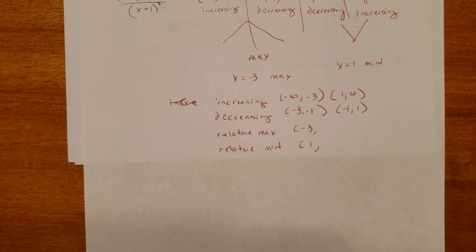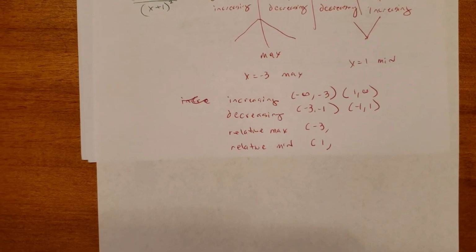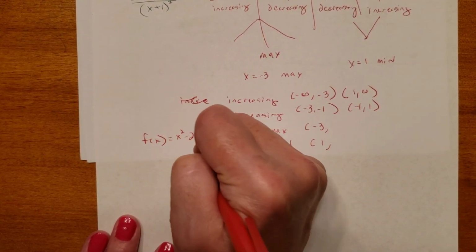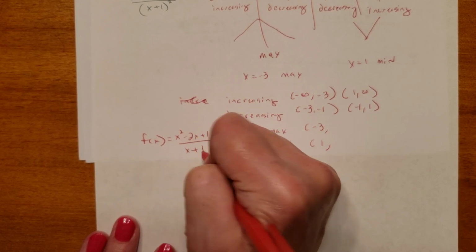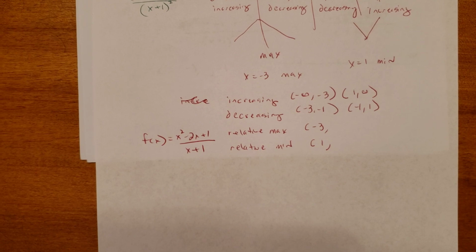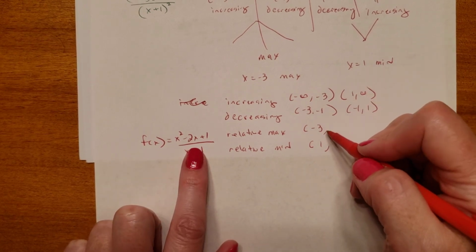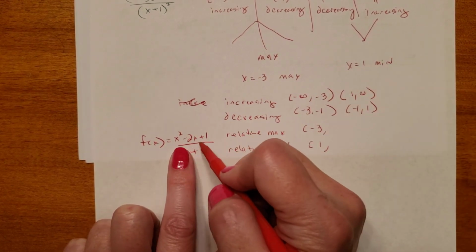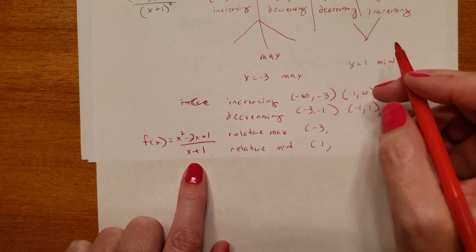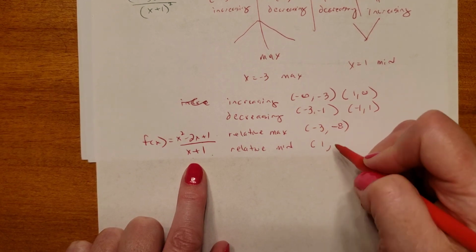Again, to find the y, be very careful. You don't go back to the derivative and plug it in. Don't do it. You got to go back to the original function, the original f of x, which was x squared minus 2x plus 1 over x plus 1. Plug it back in the original function because we want to know where that point was on the original function. So you put negative 3 in there, and do negative 3 squared minus 2 times negative 3 plus 1 over negative 3 plus 1, you're going to get negative 8. And if you put the 1 in, you get 0.